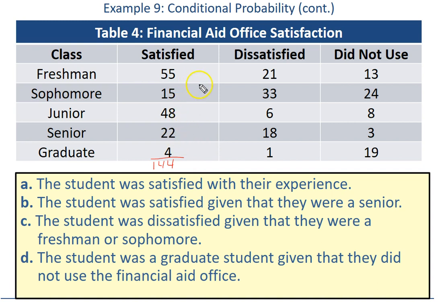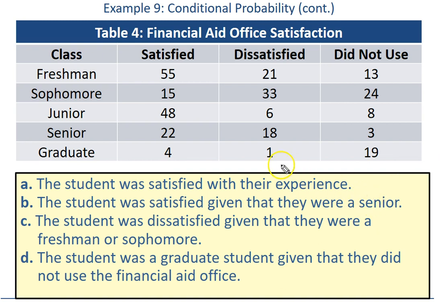Now, how many students were there altogether? Well, we said altogether there were 290. So to work out letter A here, it's going to be the ratio of 144 to 290. And we'll give you the specifics of this a little later. Again, while this chart is here, we want to just do some brainstorming. All right, letter B. The student was satisfied given that they were a senior.